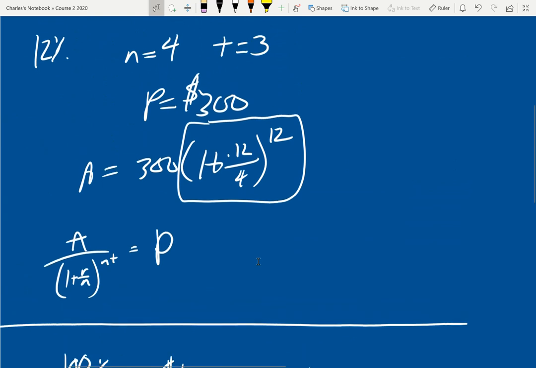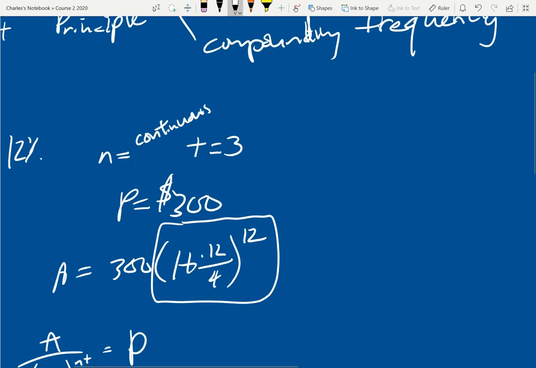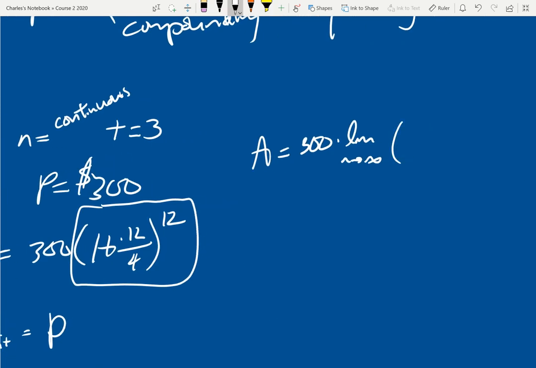So if I go back up to this example and I change n to continuous, you could think of this as A is equal to 300 times the limit, because infinity doesn't really exist, so we have to use limit statements. The limit as n goes to infinity of 1 plus 0.12 over n, raised to the 3 times n.